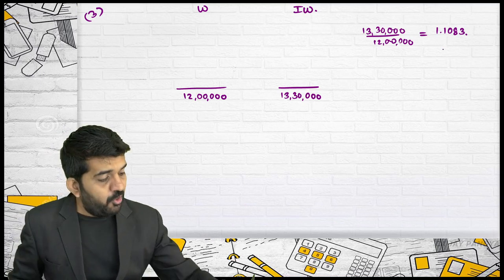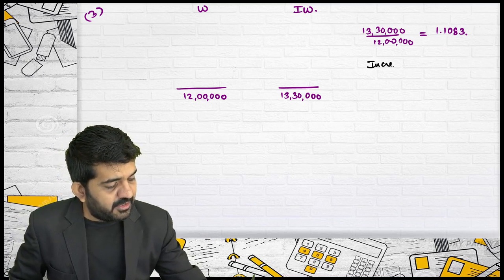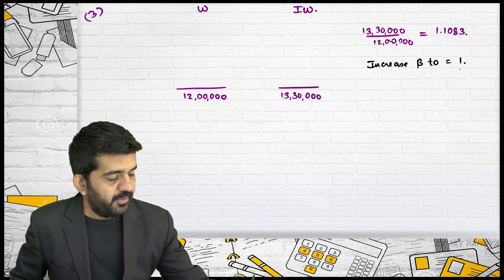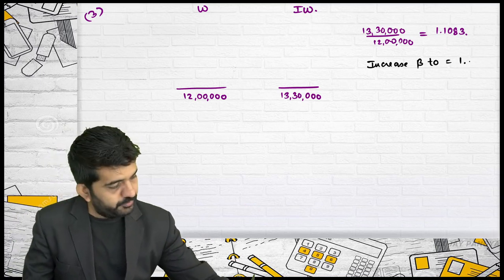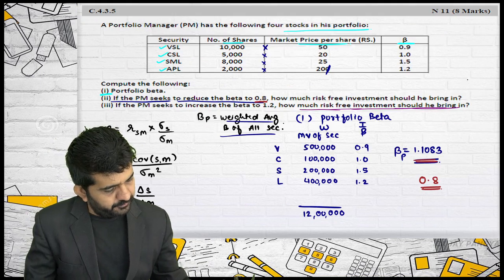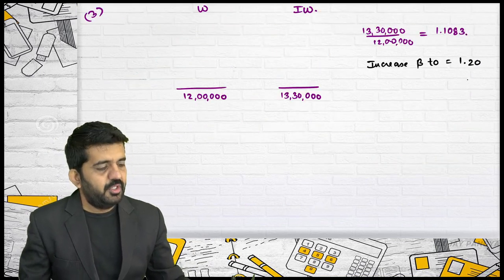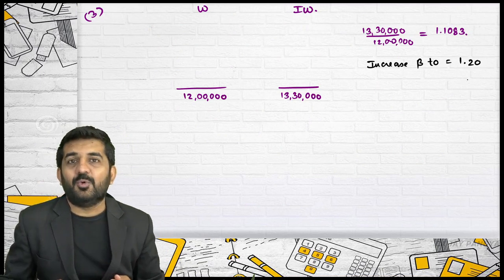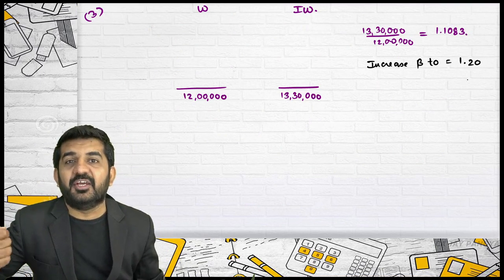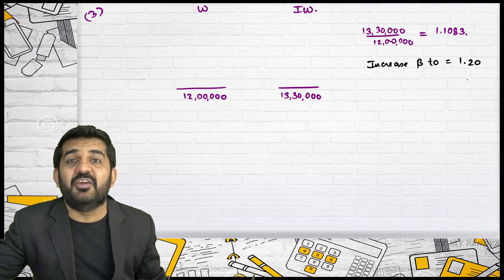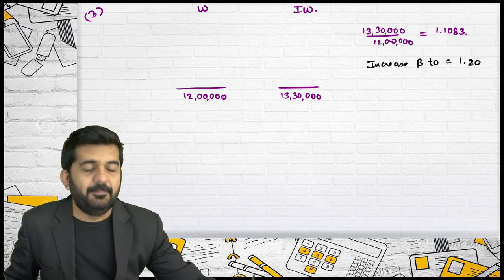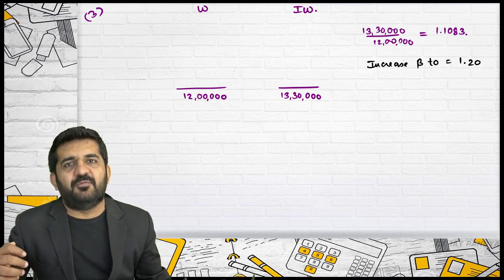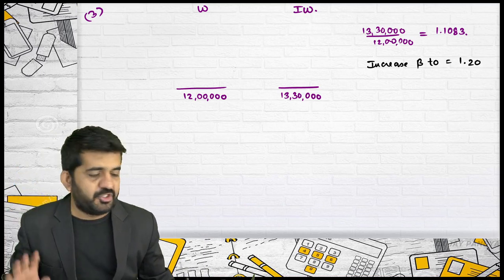Now, he wants to increase the beta to 1.2. Yes, 1.2. Try to concentrate. He will have to bring in some more risky investment to make beta 1.2. But we are not in practical life, we are in theoretical life. Try to concentrate on what we will do.